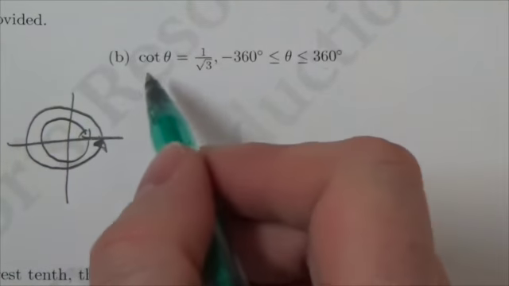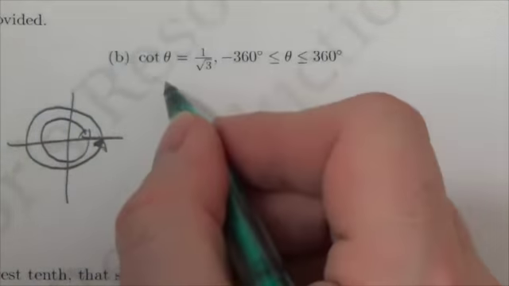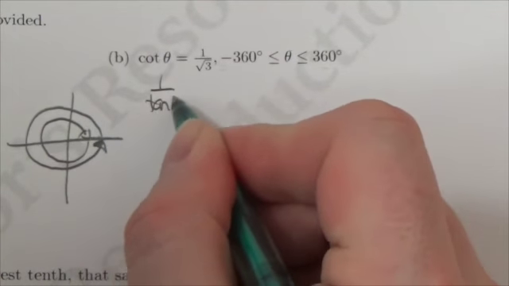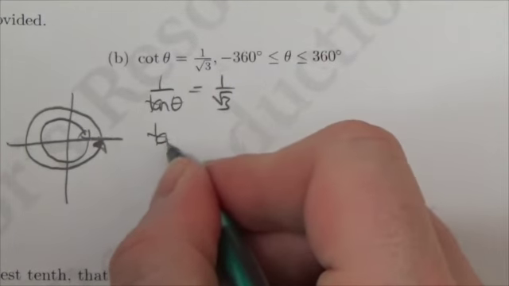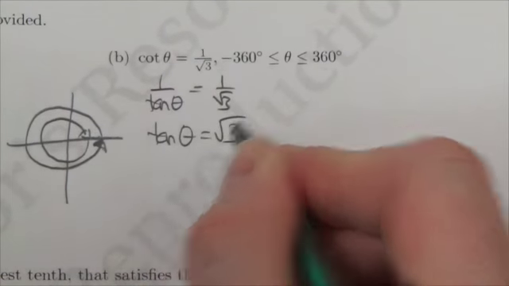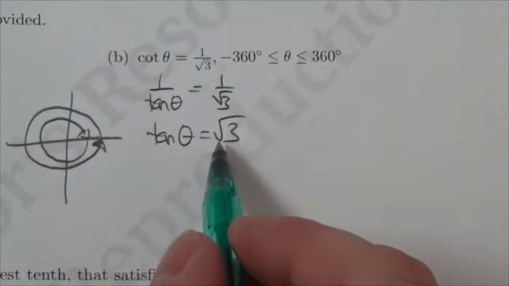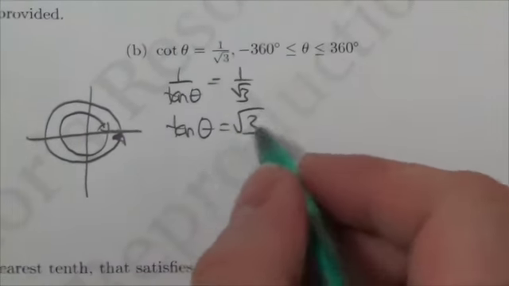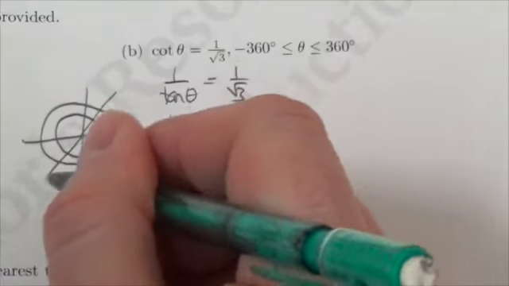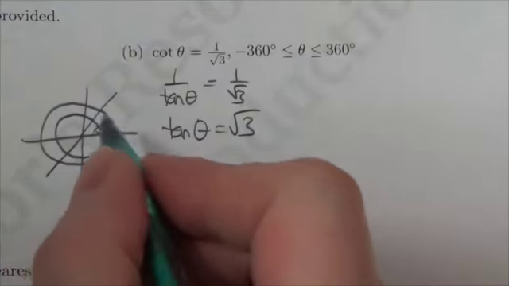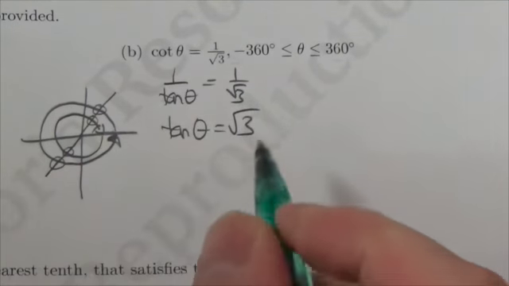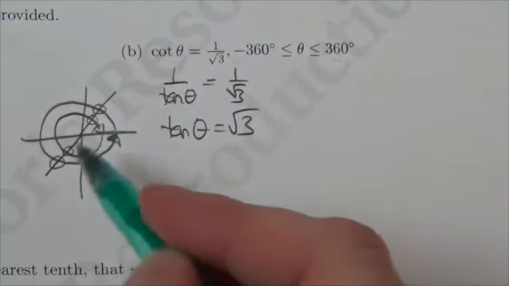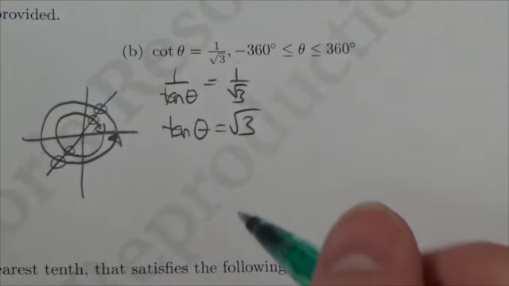The cotangent of theta is equal to 1/3. I don't really like working with cotangent, so I know that cotangent is 1 over tangent, and then I'll reciprocate both sides so that the tangent is up in the numerator, and I get that tangent is equal to positive root 3. First thing I want to notice about that is that it's positive, which means quadrant 1 and quadrant 3. That tells me right away that I can expect to get 4 answers. Okay, 2 answers in quadrant 1, 2 answers in quadrant 3.